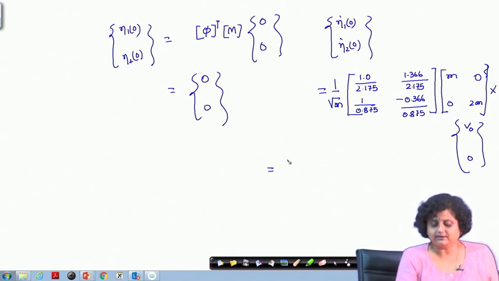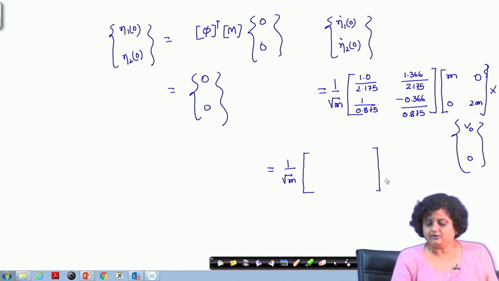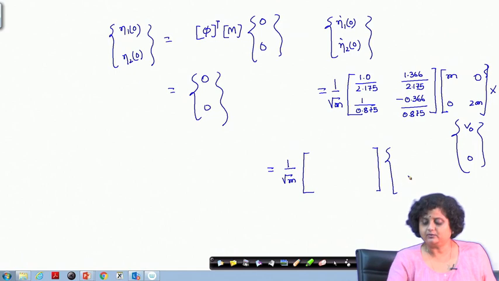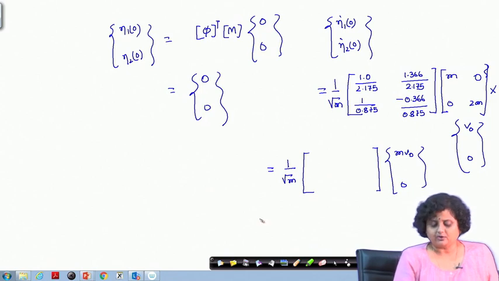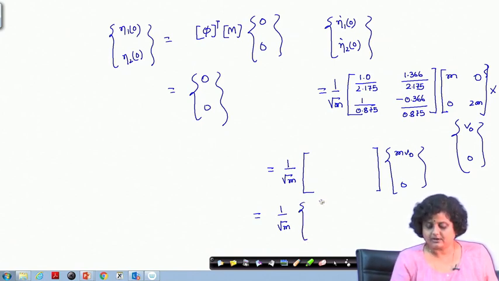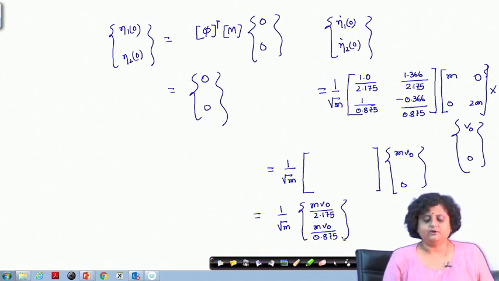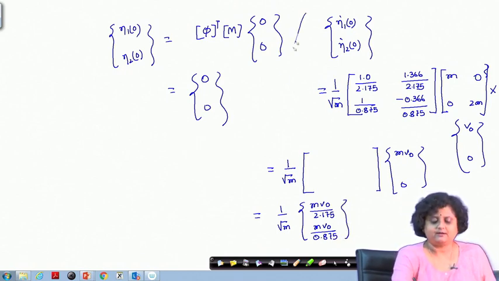If I try to evaluate this, this is 1 by root over m into this matrix into a vector which is m v0 and 0. If I find that out, it is going to be 1 by root over m, and then I will have m v0 by 2.175 and then m v0 by 0.875. So, these are the values of eta1 dot (0) and eta2 dot (0).